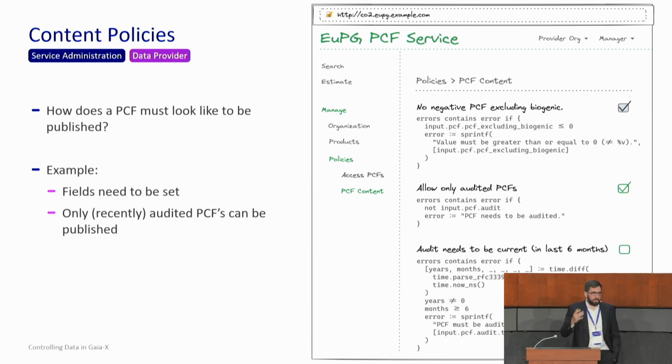And I think the interesting thing here is that you have different participants who want to write these rules. You have the one providing the service administration, but you also have the data provider who wants to restrict it. For example, we as the service administration want to restrict this excluding biogenics. But then the data provider itself, as a company, also wants to restrict what kind of product carbon footprints its employees can publish. It can say that it needs to be audited, or it can go a bit further and say it needs to be audited in the last 6 months. And these are the policies down there.